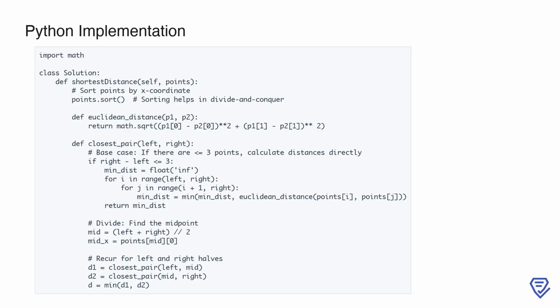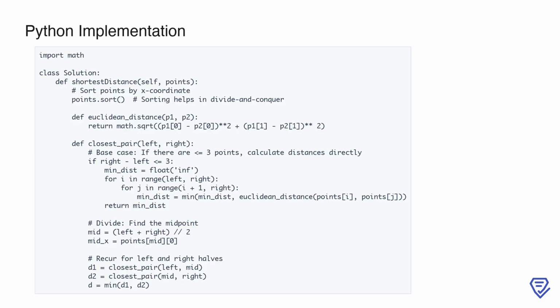Within closest_pair, the base case handles scenarios where there are 3 or fewer points. When this happens, we calculate the pairwise distances directly and return the smallest one. This ensures that even small subsets of points are handled correctly. For larger sets, we proceed by dividing the set into two halves.